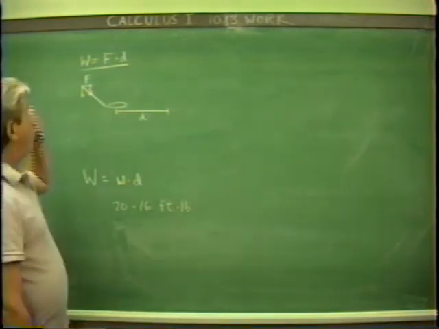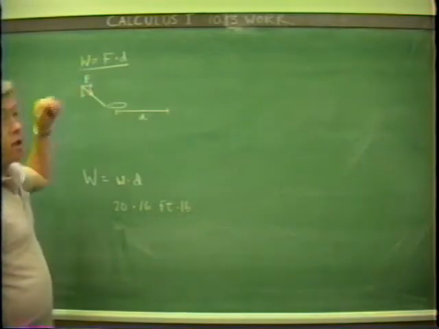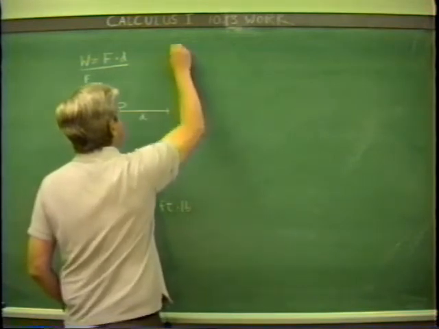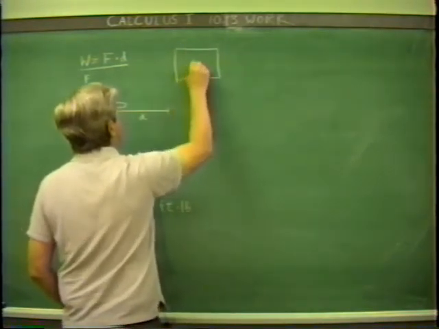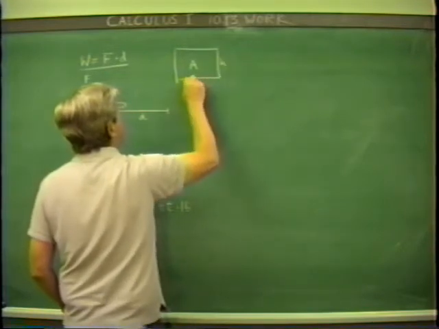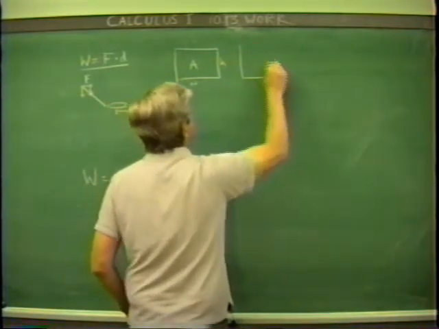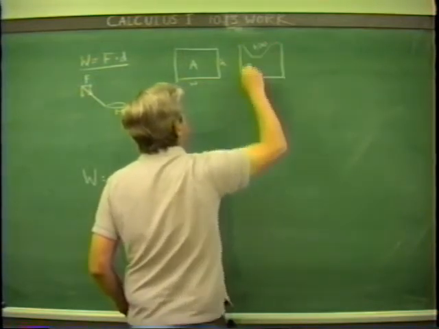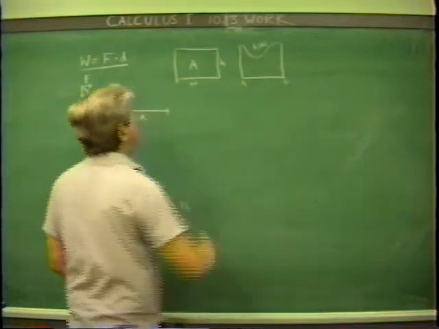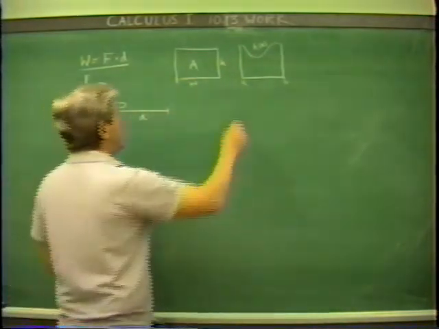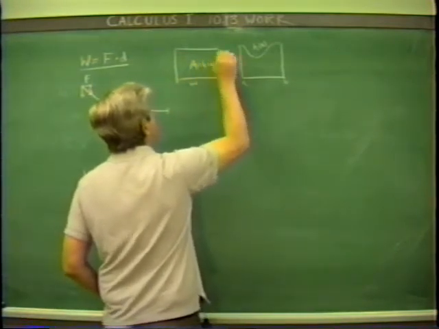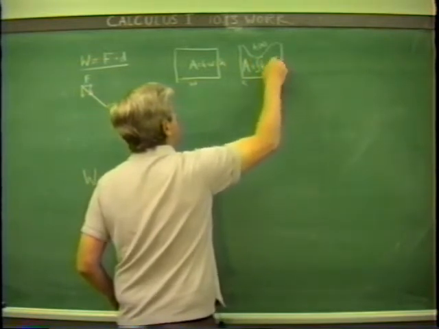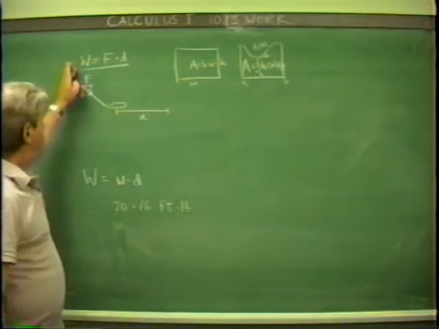Okay, in the simplest situation, work is force times distance. In the more complicated situation, you end up with an integral. That's analogous to the following. In the simple situation, area is height times width. Now, if the height varies between A and B, then in the more complicated situation, the area is the integral.